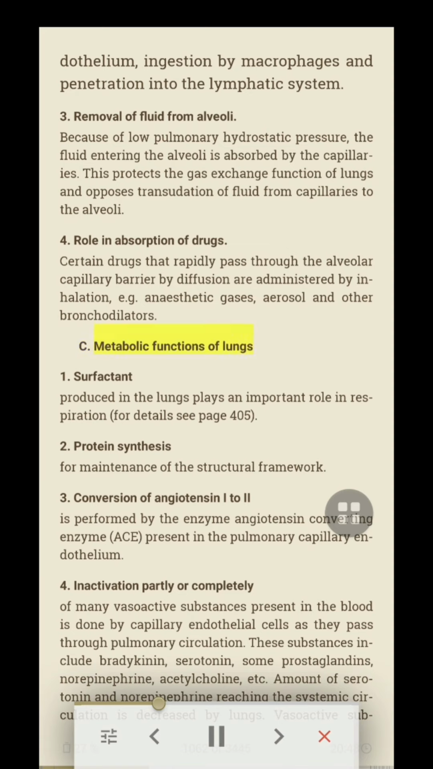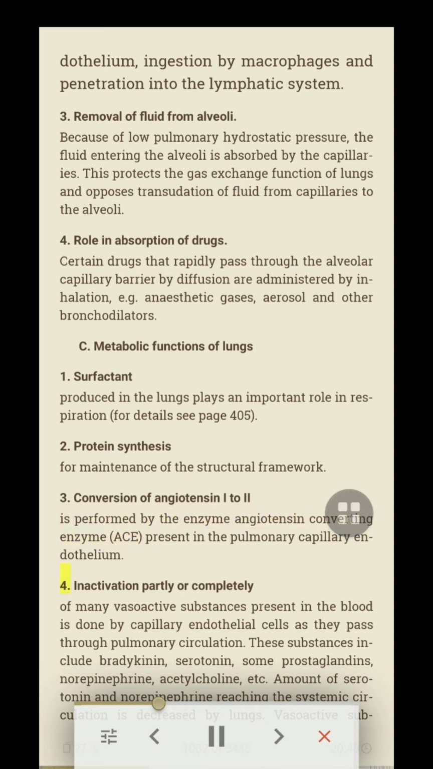C. Metabolic functions of lungs. 1. Surfactant produced in the lungs plays an important role in respiration. For details, see page 405. 2. Protein synthesis for maintenance of the structural framework. 3. Conversion of angiotensin I to II is performed by the enzyme angiotensin converting enzyme (ACE), present in the pulmonary capillary endothelium.